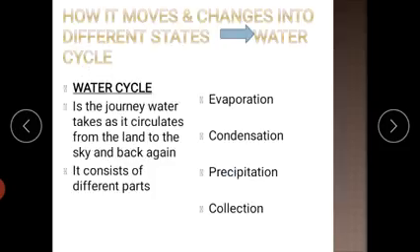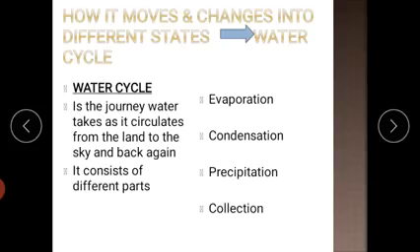So now the question arises in our minds: how does it move and change into different states? When it moves into different states, it is called the water cycle. So now what is the water cycle? Firstly we will define the water cycle: it is the journey the water takes as it circulates from the land to the sky and then back again. Okay? So it is the journey of water in which the water circulates from the land into the sky and then comes back again onto the land.